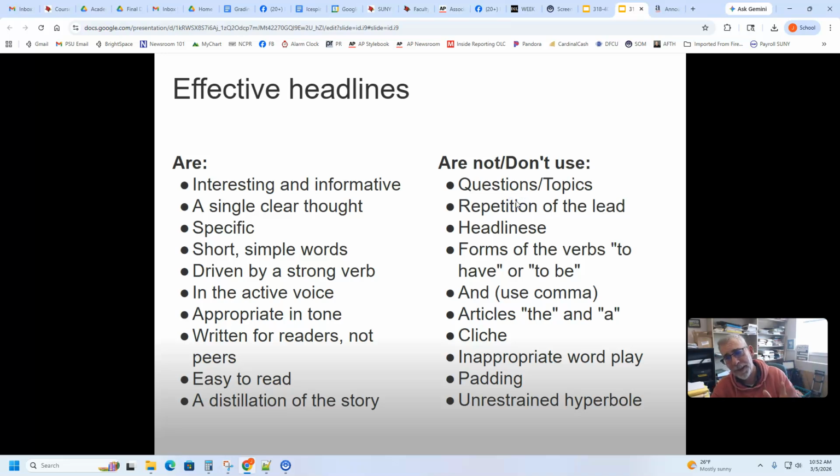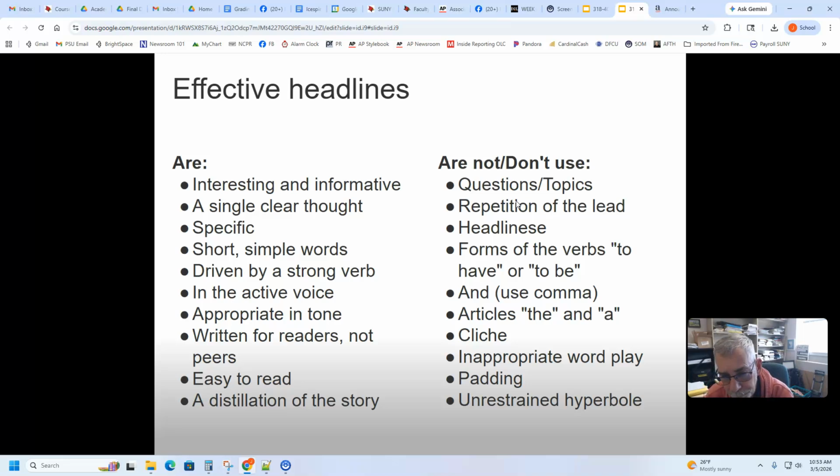So, headlines. What do headlines need to do? Effective headlines are interesting and informative. Certainly do not mislead. Single clear thought. Long headlines can have more than one thought, but usually it's a single clear thought. They should be specific and concrete and direct, not vague, wishy-washy, in general. Short, simple words. You need them to be short because you don't have much space. In the active voice. In general, yes, in the active voice. Active, passive. Somebody does something: active. Something was done to somebody: passive. Learn the difference between active and passive voice.